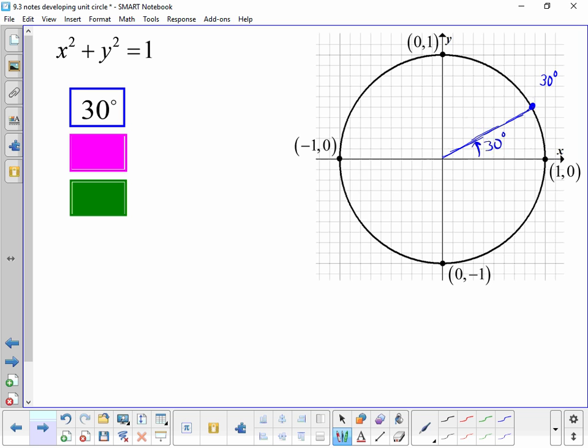And in radians, if you think back to converting, you could multiply by pi over 180. Or if you wanted to just remember that pi is half a rotation, 30 happens to be 1/6 of that, so it's pi over 6 in radians. So let's find the coordinates of this point.